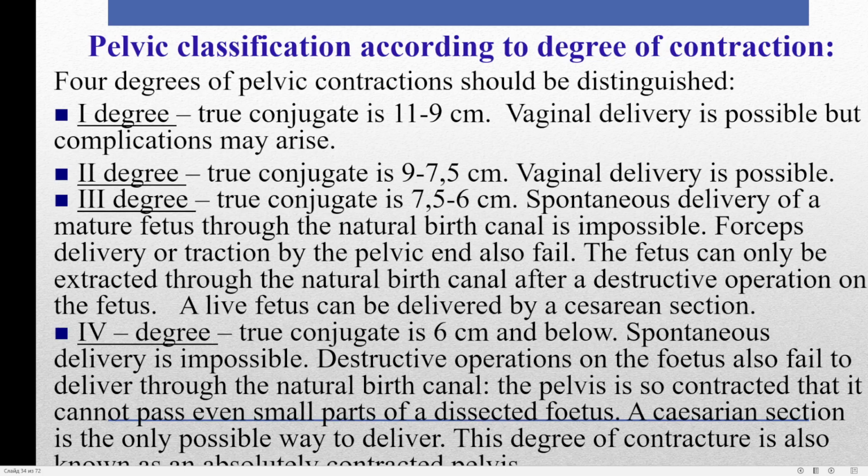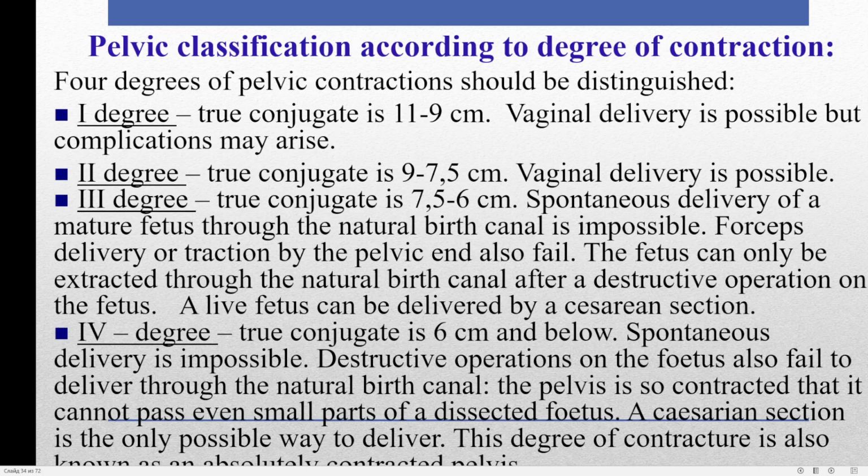Now, you see the second degree, when the true conjugate is 9 to 7.5 centimeters. Same, vaginal delivery is possible, but of course the doctor must be very attentive and diagnose complications in time if they happen. Third degree: the true conjugate is 7.5 to 6 centimeters. In this situation, spontaneous delivery of a mature fetus through the natural birth canal is impossible.